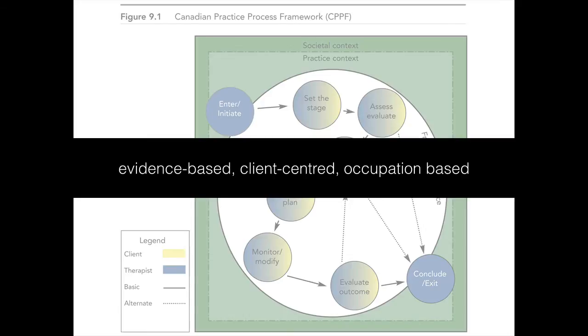When we talked about the CPPF last year, the book very clearly says that the CPPF is an evidence-based, client-centred and occupation-based process, and we're going to concentrate and think a bit more about what is evidence-based and what does that mean. We've already talked a lot about occupation-based, the way that the CPPF is occupation-based. We will talk more about client-centred, but today we want to think a bit more about evidence-based.